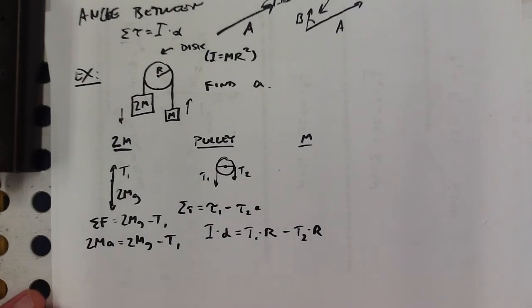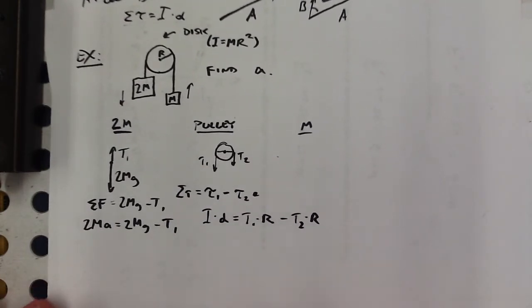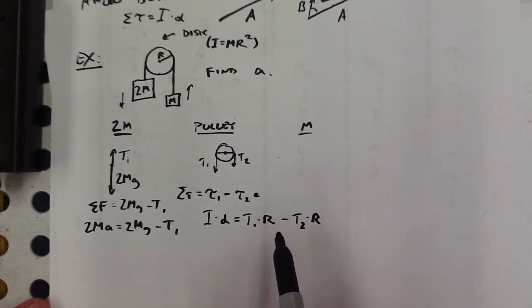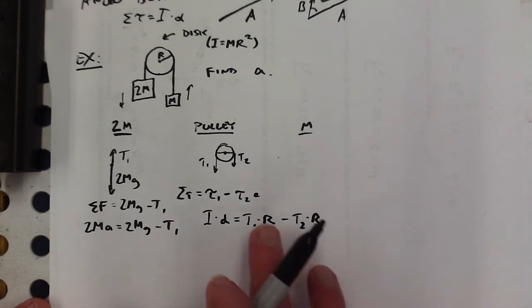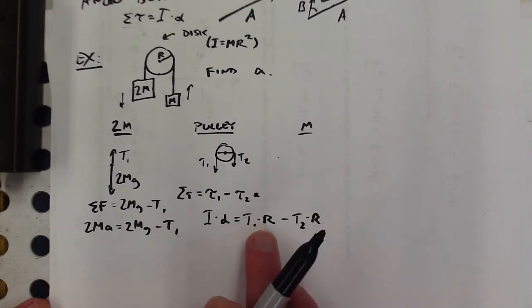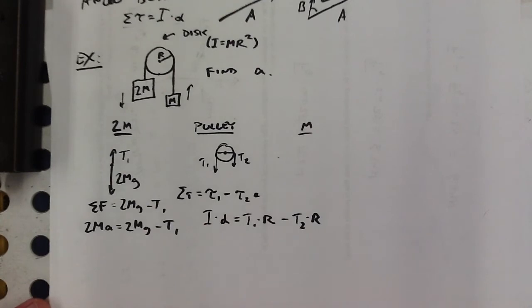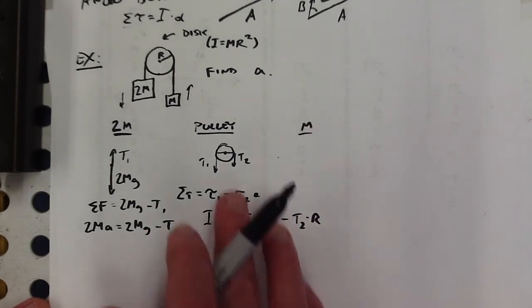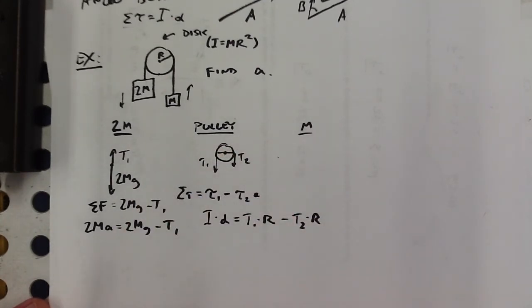And I don't know why, I guess just because we're used to doing this with forces, it is so common for me to see physics students such as yourselves accidentally leave these R's off. Forces are not torques. It has to be a force times a radius. Notice that the sign is not there because they're at 90 degrees.